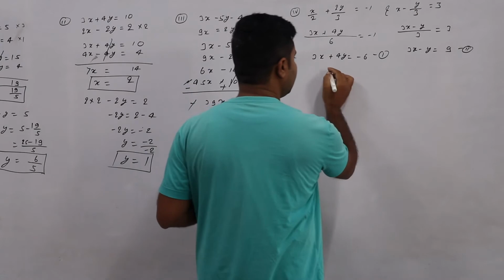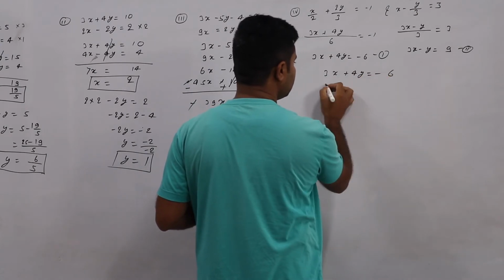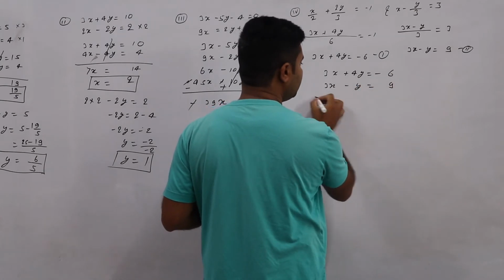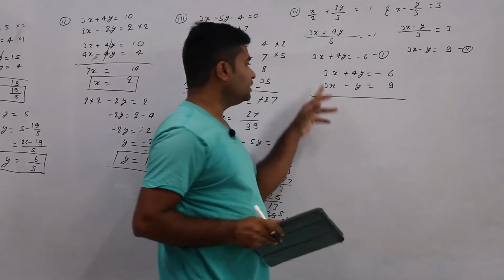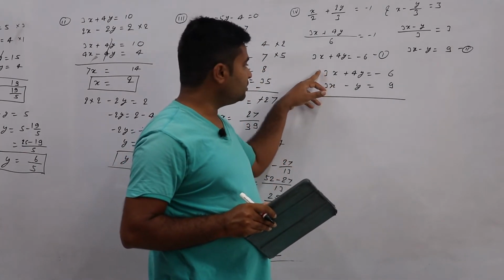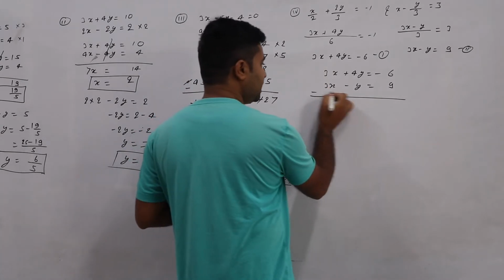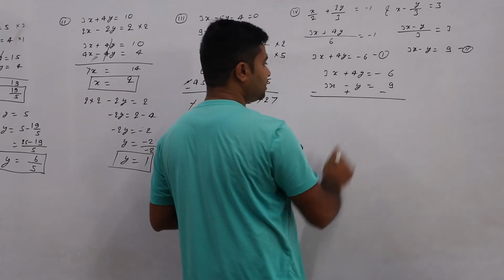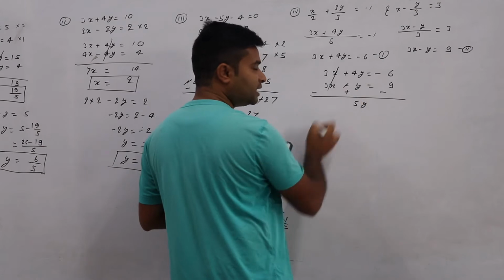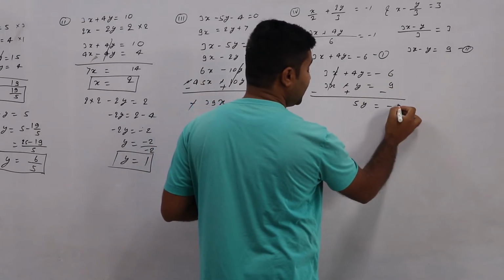In all you can mark like equation 1 and equation 2. Now write it at one place. 3x plus 4y is equal to minus 6. 3x minus y is equal to 9. See, here we can see x term is same, but both are plus. So just change the sign. Minus, plus, minus. Correct na? So this become 5y, because this minus get cancelled, right?